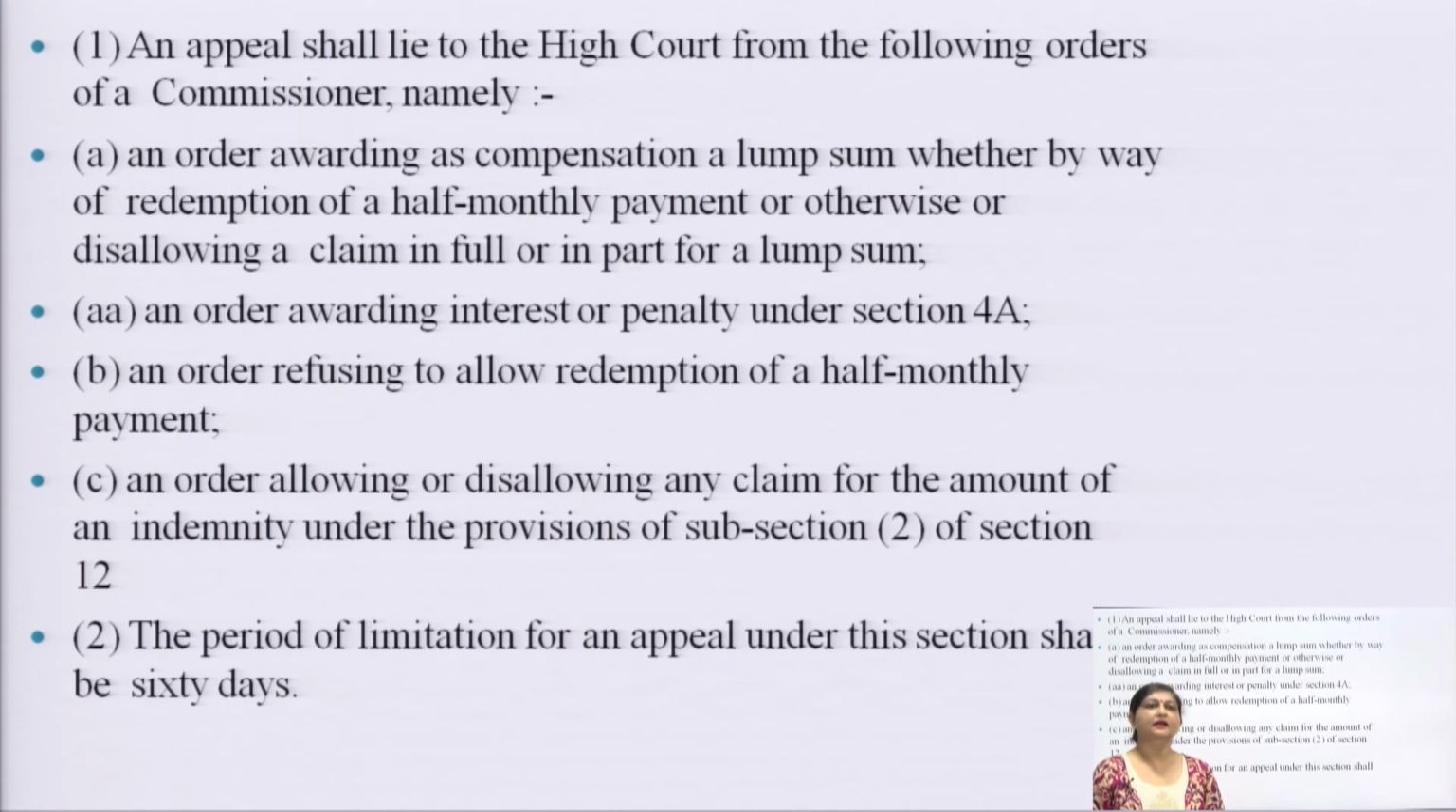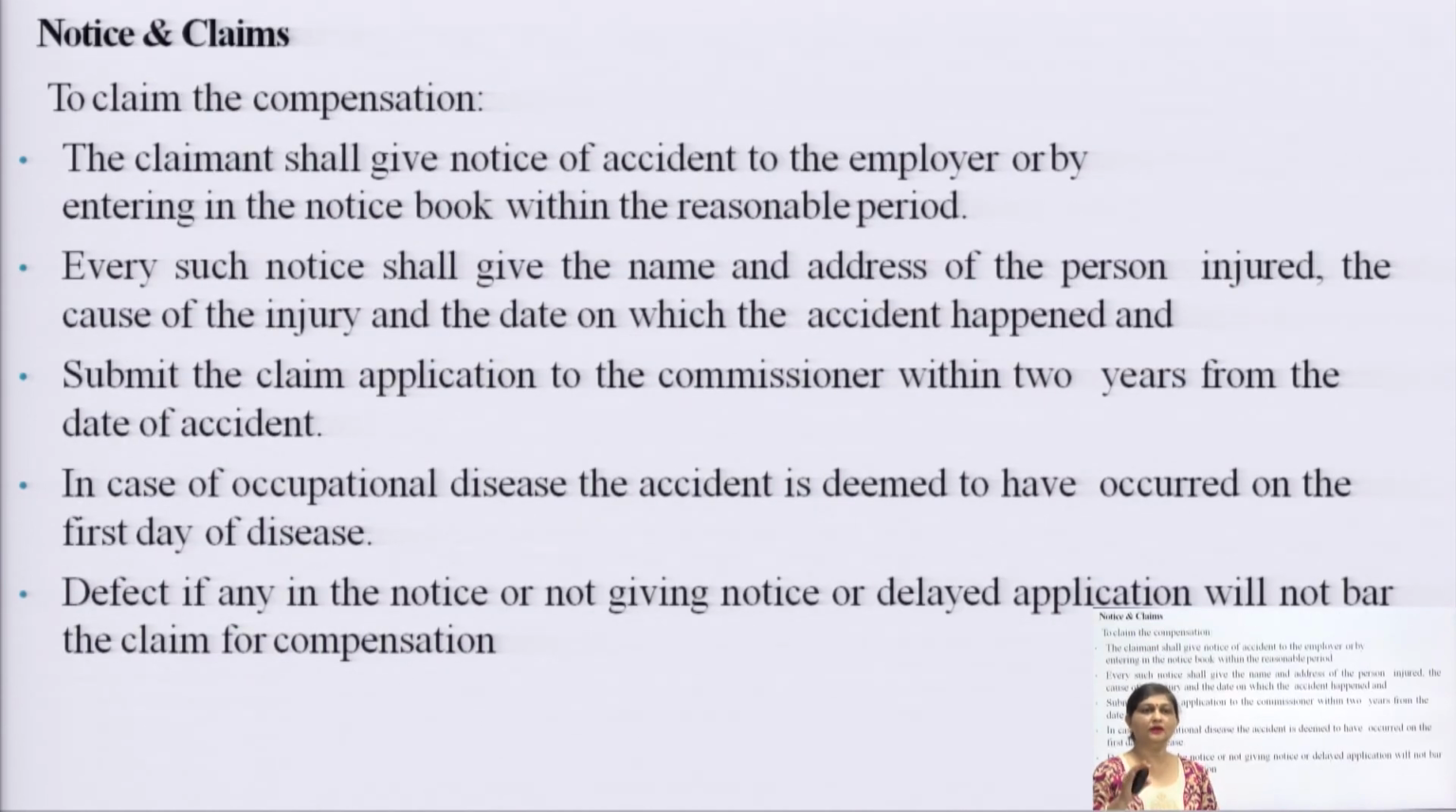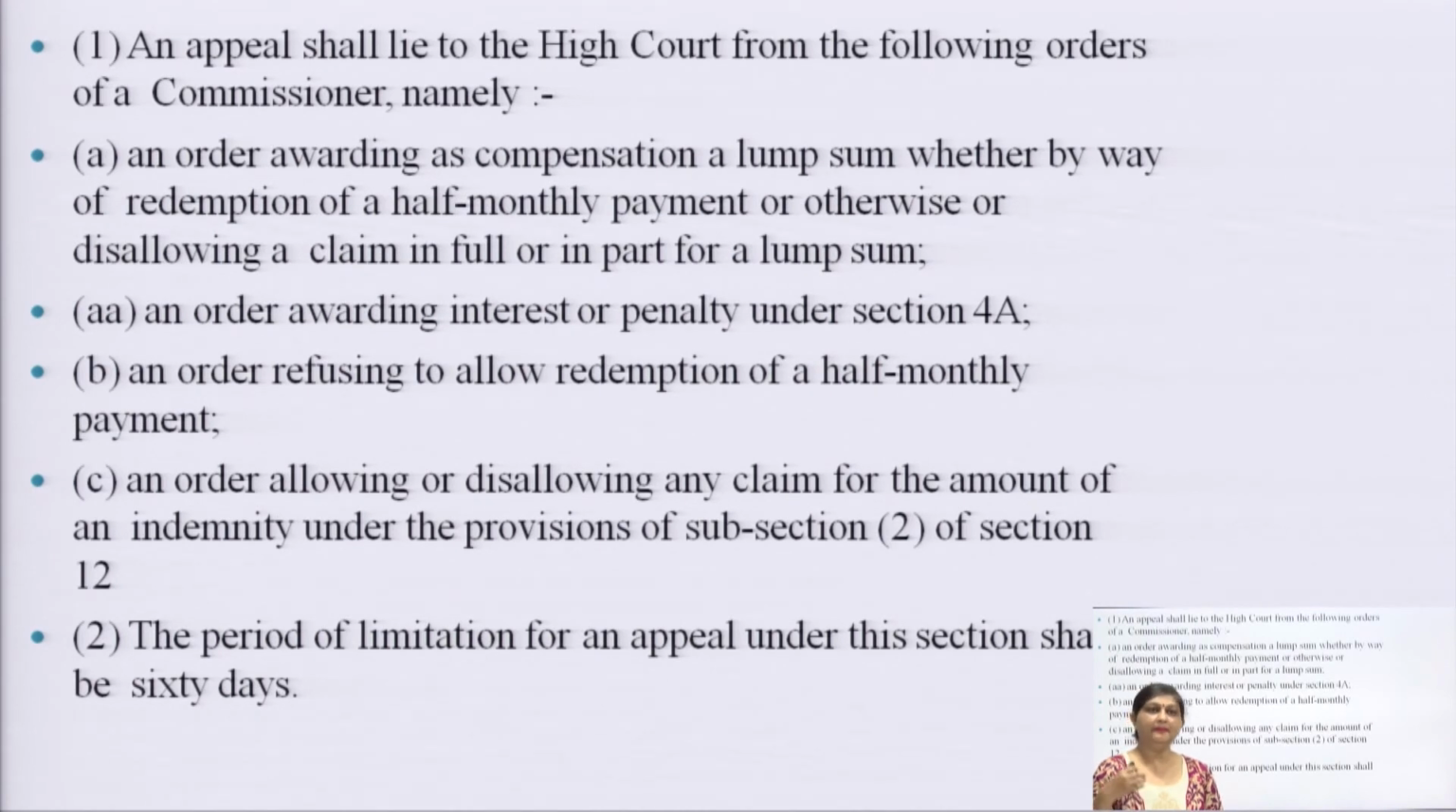And in that case, an appeal shall lie to the High Court. If the matter does not get resolved with the commissioner, then an appeal can be made in the High Court from the following orders of a commissioner, namely an order awarding as compensation a lump sum, whether by way of redemption of a half monthly payment or otherwise, or disallowing a claim in full or in part, or for a lump sum.